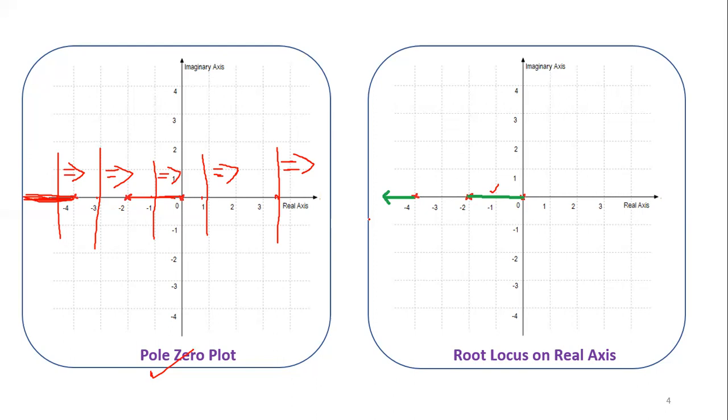Coming to our case, we are not having any zeros. So all 3 poles, that means root locus starts from those 3 poles, and they will assume there is a zero at infinity and travel towards infinity. 3 infinite root loci are there. Coming to the first case, a root locus starts from the pole at -4 and travels towards negative infinity.